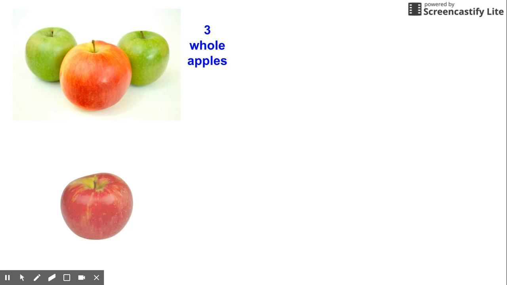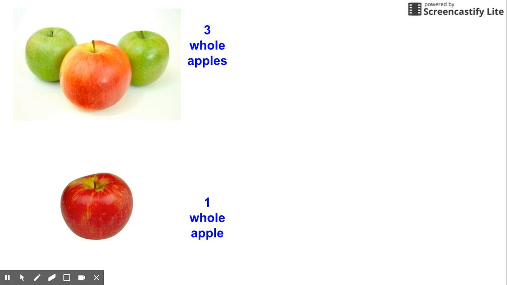First, though, let's review what a fraction is. Oh, I remember that from when Zach was in third and fourth grade. If I have 3 apples, then I have 3 whole apples. If I have 1 apple, then I have 1 whole apple.